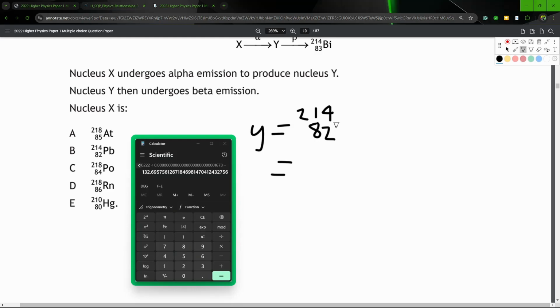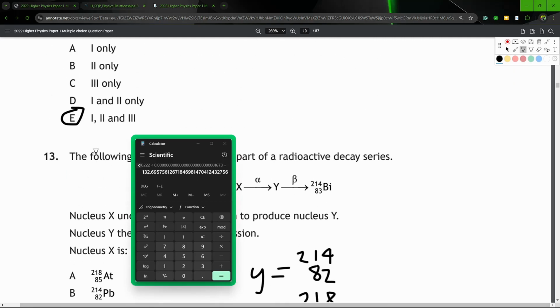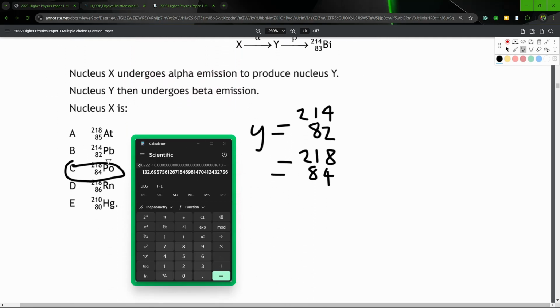So alpha emission decreases the mass by 4 and the proton, the atomic number, by 2. So that means we'll have to add 4 there. So we go up to 218, and then it would be 84. Okay, so we're looking for something with 218, 84. Here we go, 218 polonium. So there we go, the answer is C.